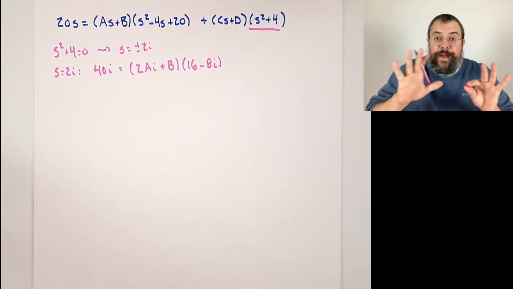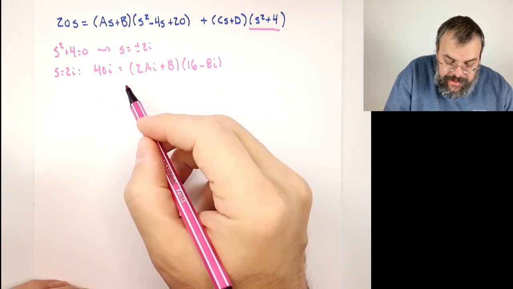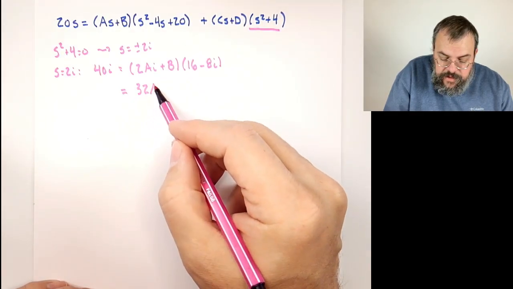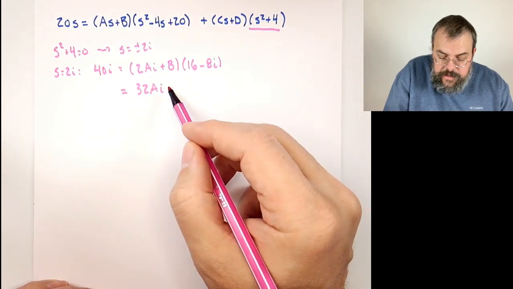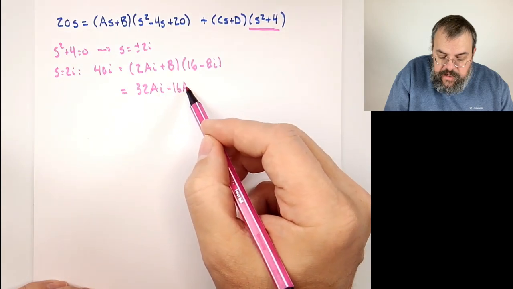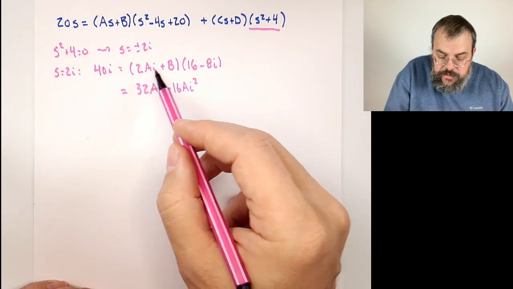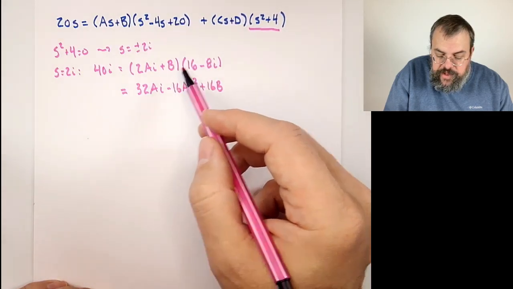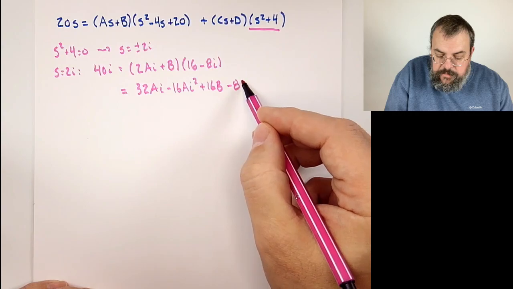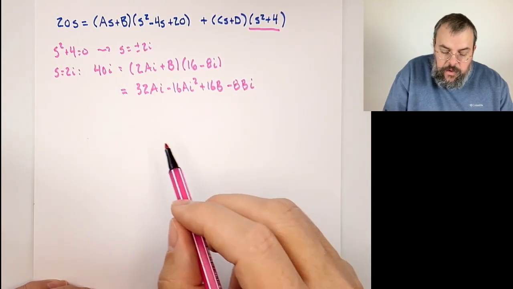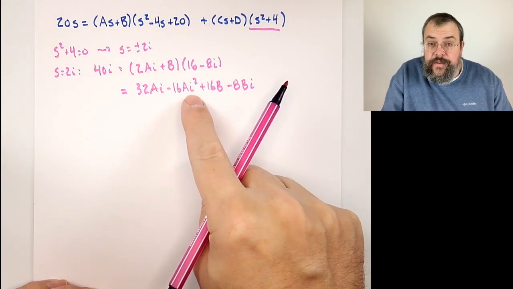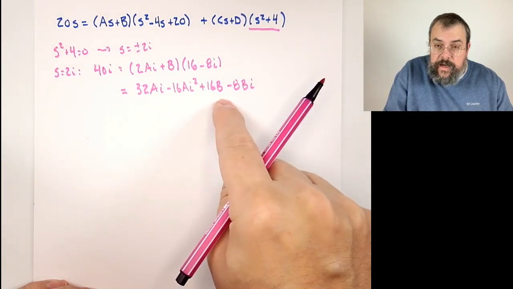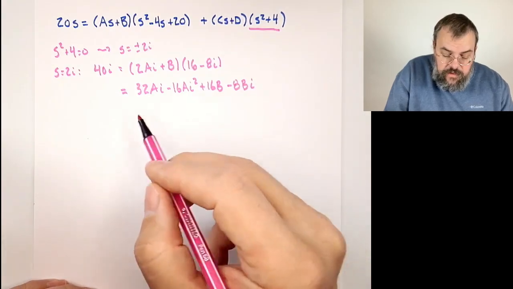Now expand out. And what do we have? Well, we'd have 32ai, and then minus 16ai squared, then plus 16b, and minus 8bi. Well, the i squared is the same as minus 1, and so these two parts don't have any i attached, and then these two do. So we're going to group.